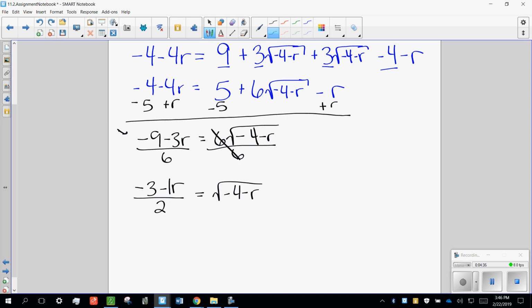So once you get the square root isolated by itself, you're going to square both sides. The square root and the square cancel out. We're just left with negative 4 minus r. Then on the other side, I'm going to kind of square them individually. So we can split this up into the denominator squared and then the numerator squared. So 2 squared is 4, so that's what's in the bottom of my fraction. And then up in the numerator, I have negative 3 minus r times negative 3 minus r.